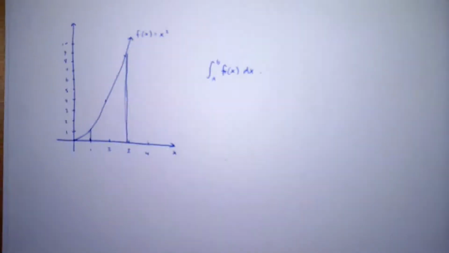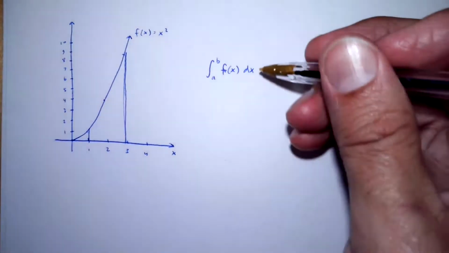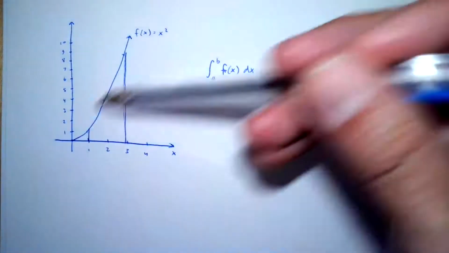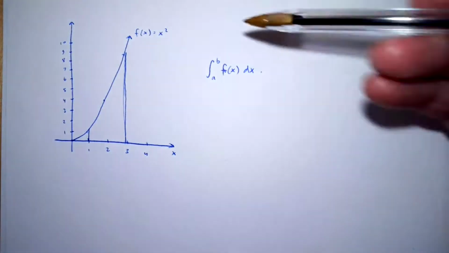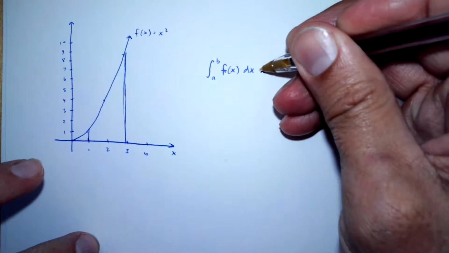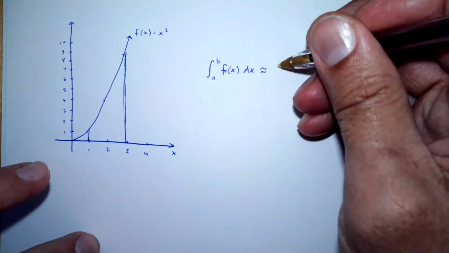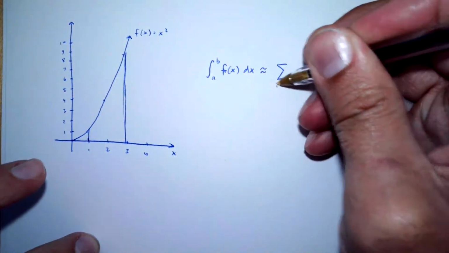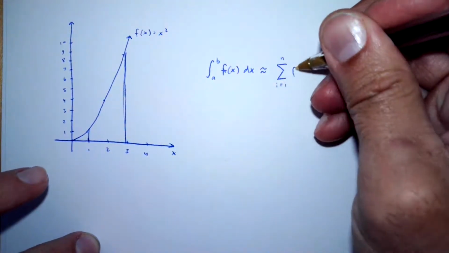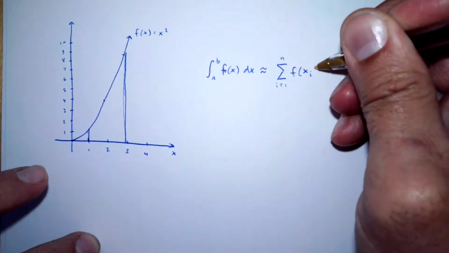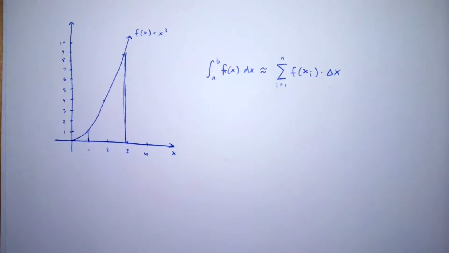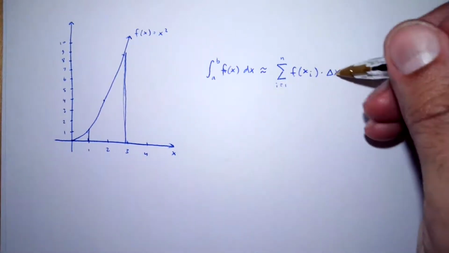So we're going to come back to this definite integral we were looking at here. So same graph as before. So we have the graph of f of x equals x squared. And where we kind of left off is we're going to approximate this integral with the Riemann sum from 1 to n of f of x sub i times delta x.